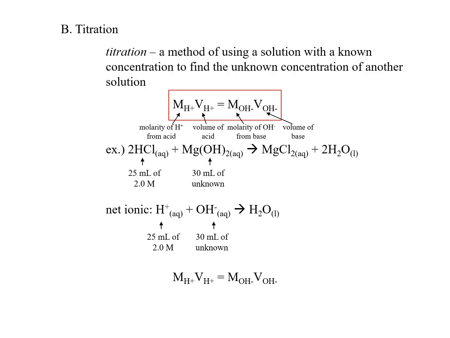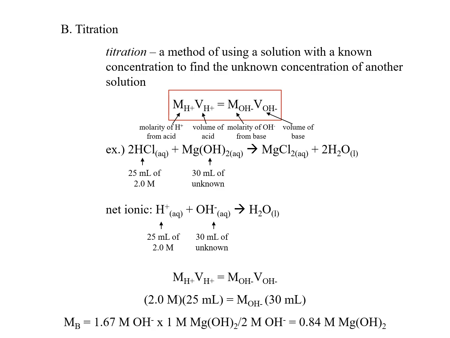Okay, so let's take that equation from before and let's put in the numbers now. So the molarity of the H positives is 2 molar. The volume is 25 milliliters. The molarity of the OH negatives, I don't know, so I'm going to leave it as M OH negative. And then the volume is 30 milliliters. So to isolate the M OH negative, I would have to multiply 2 by 25, so that gives you 50. And then I'd have to divide it by 30, right? So I would end up getting an answer of 1.67 molar OH negatives.